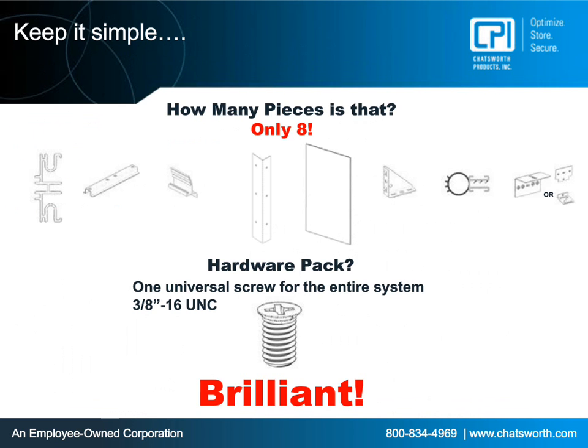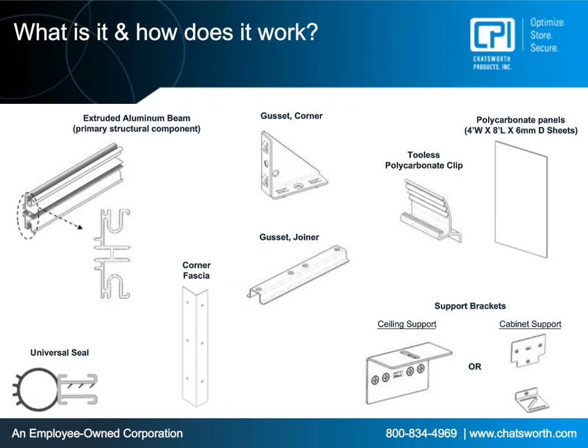We have a solution that is only 8 pieces in parts, and the most brilliant thing about the whole solution is it goes together by one type of screw. It's a 3/8 threaded screw, so you can see it's already set up for a 3/8 threaded all rod too, so that you can hang stuff from a 3/8 threaded all rod. So I've got these 8 pieces. I've got an extrusion, a corner gusset, a joining gusset, a fascia corner, polycarbonate panels, cabinet support brackets and ceiling support brackets, and a clip to clip the whole thing together, and obviously that one screw.